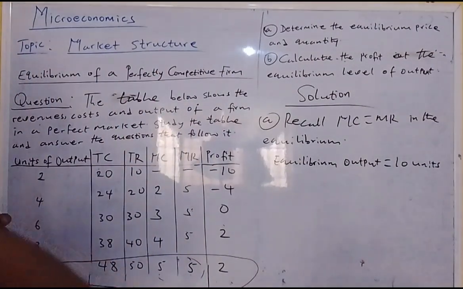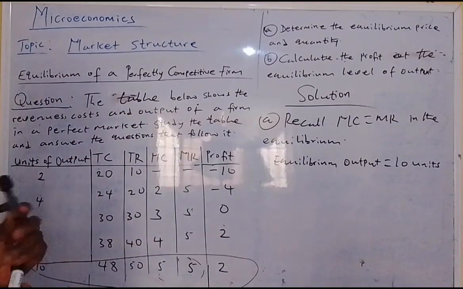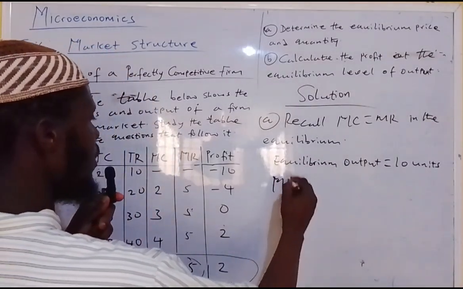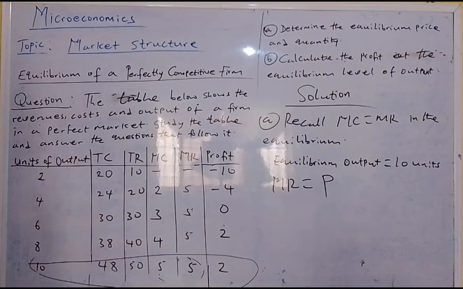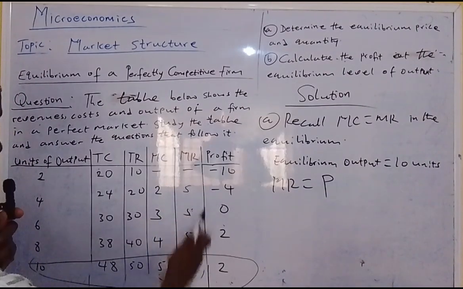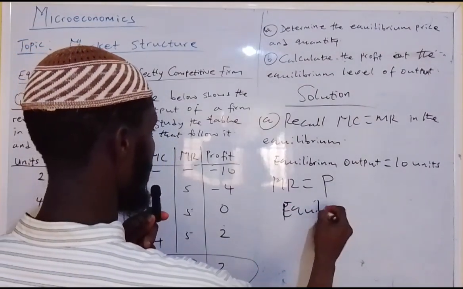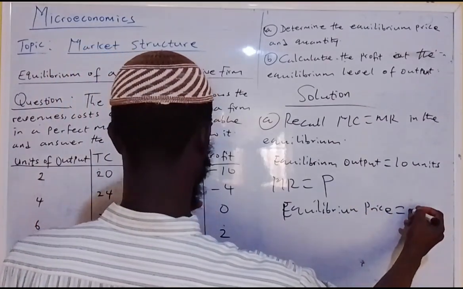Now, if you look at this table, we are not given the price directly. We are only asked to determine the equilibrium price. So how do we determine it? There are two ways. We are told that this firm is in a perfect market, and we know that for a firm in a perfect market, its marginal revenue is always equal to the price. If you check here, you have the marginal revenue, 5 throughout. So I can say the equilibrium price is equal to 5.